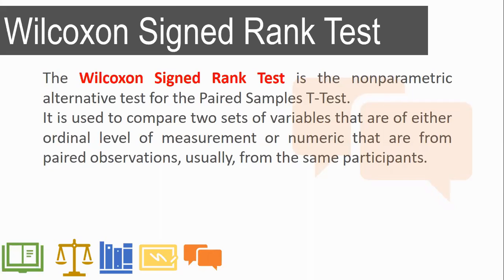Just like the paired samples t-test, one can use the Wilcoxon signed-rank test if you want to check for a sound evidence that a certain intervention is either effective or not effective. But the dependent variable can be ordinal and need not be normally distributed.